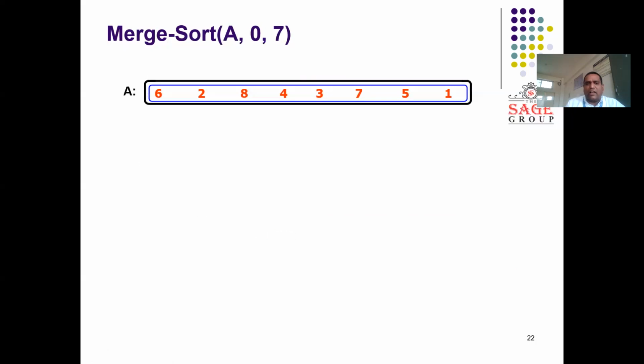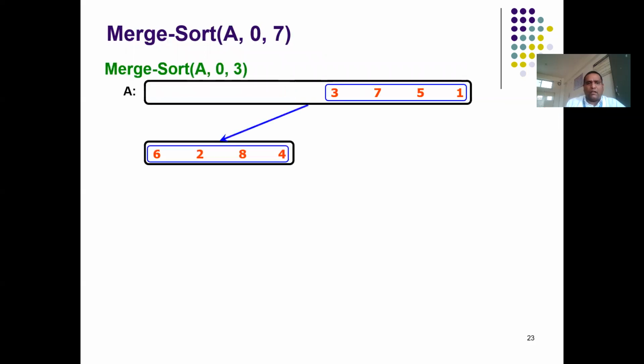Here we are taking an array which has 8 values. A[0] indicates the first lower bound value, which is 6, and 7 indicates the last upper bound value, which is 1. Then I have a single array: 6 2 8 4 3 7 5 and 1. Just see how this algorithm works. First divide, which means calculate the middle value. What is the middle element? 0 plus 7 by 2, that is 3.5.